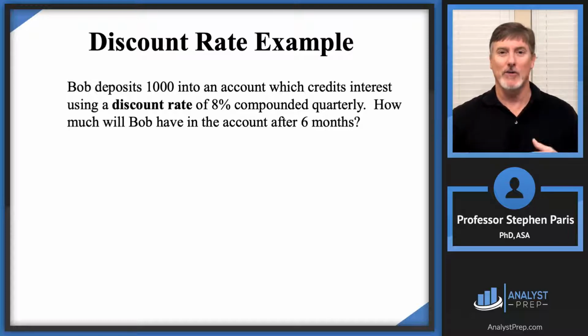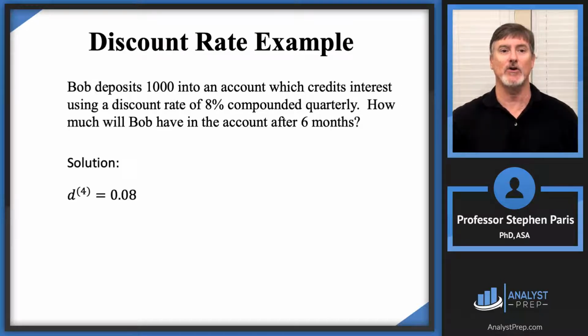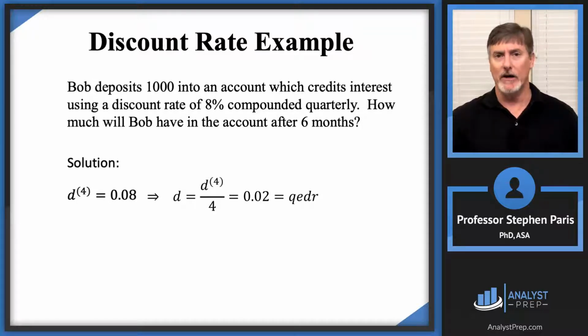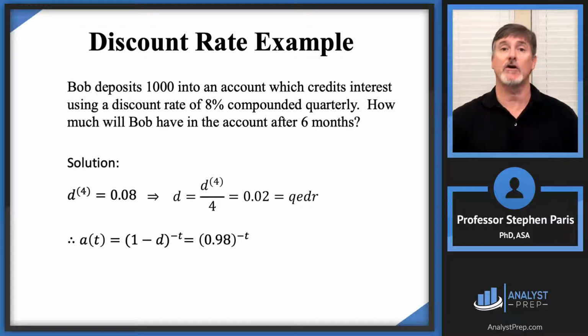The nominal interest rate notation was an i upper 4 in this case, but this is a discount rate, so I'm going to use a d upper 4. d upper 4 is the 0.08. Again, the first thing I'm going to do with that is divide it by 4, and then that's going to give me what's called the quarterly effective discount rate, so the QEDR. Once I have the quarterly effective discount rate, I know what the accumulation function is now, because when we're compounding in a compound discount context, the accumulation function is 1 minus d raised to the minus t, and with a d of 0.02, I just get 0.98 to the minus t power.